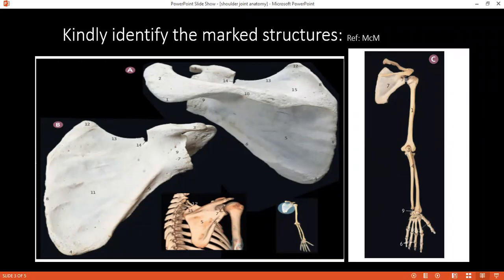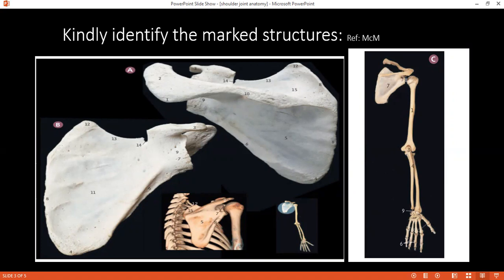Can you please identify 11 in picture B? This is the subscapular fossa. What is attached over here? Subscapularis muscle. Can you tell me the origin and insertion of the subscapularis muscle? Origin in the subscapular fossa and insertion in the lesser tubercle. What is the nerve supply of this muscle? Upper and lower subscapular nerve.